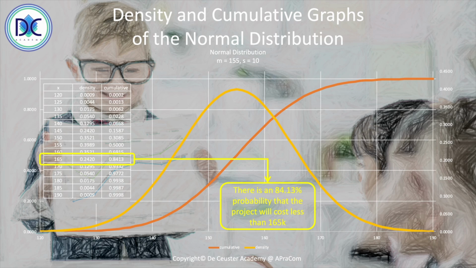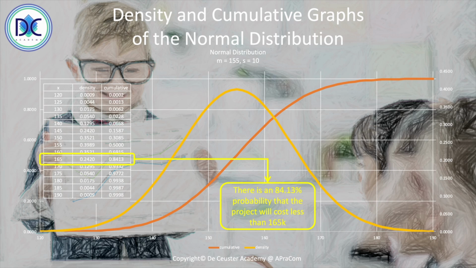We can also look at 180, and we can see that there is about 99.4% probability that we will not spend more than 180K. So this table gives you an overview, and we are going to use that later when we are looking at our 3-point estimates and the uncertainty aspect of the budget and the cost estimation.